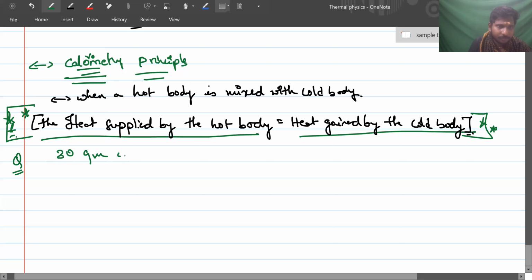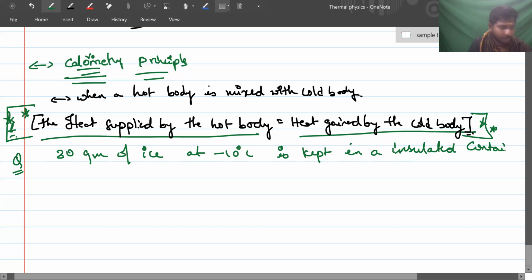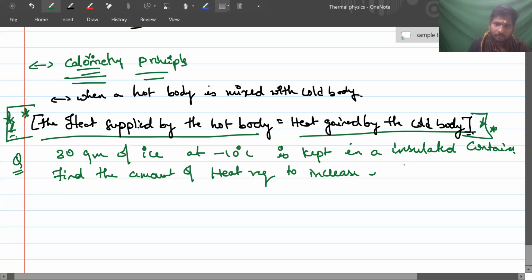30 gram of ice at minus 10 degrees centigrade is kept in an insulated container. Find the amount of heat required to increase its temperature by 60 degrees. Okay.